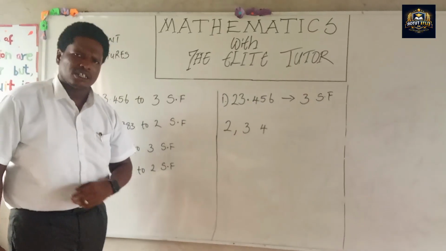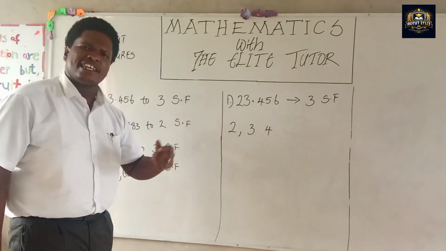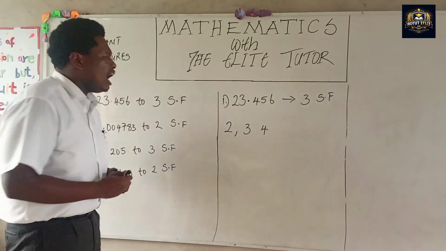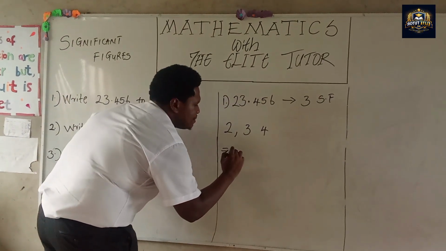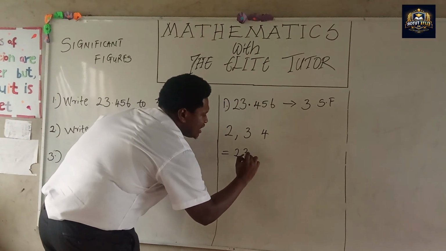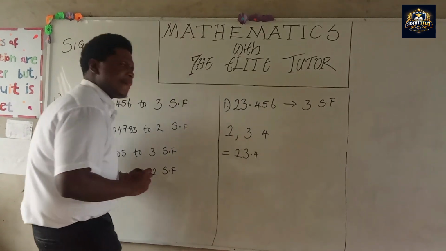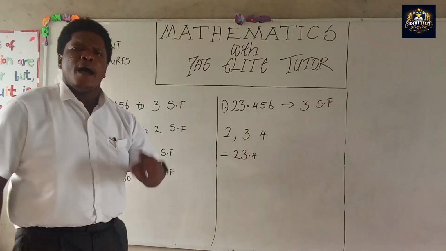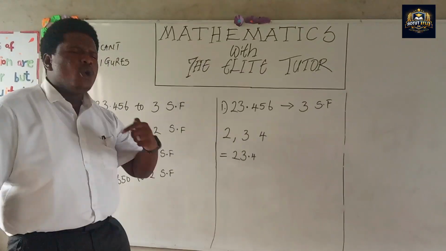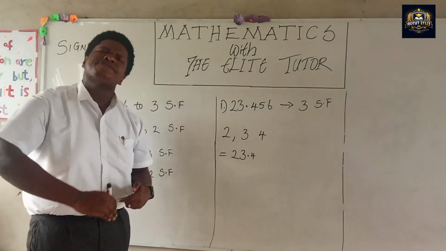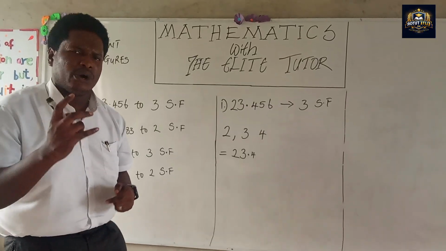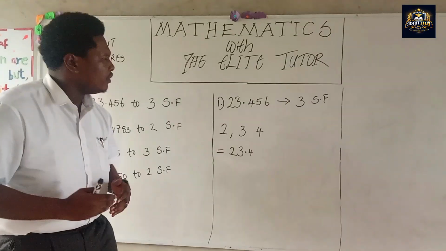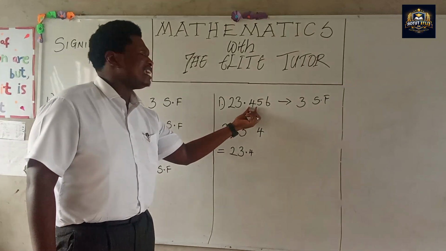Now, how do we write it? Now that we have finished identifying the significant figures, we also have to take into consideration the decimal point here. Now, our answer will be 23.4. But can we go ahead and conclude that 23.4 is our answer? Before we can conclude, we look at the number after our third significant figure. Our third significant figure here is 4.